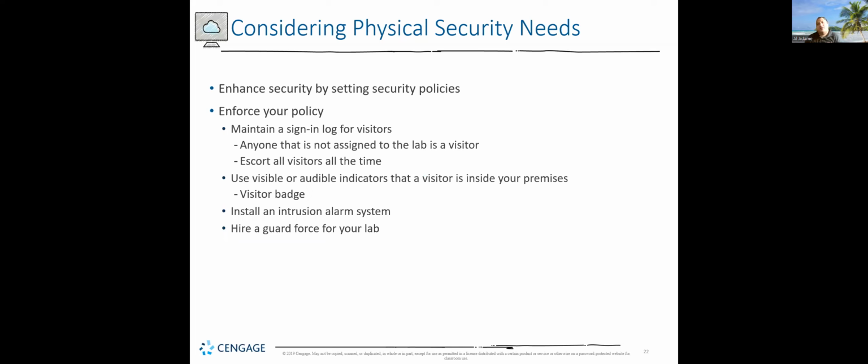Enhance security by setting security policies. Enforce your policies. Maintain a sign-in log for visitors. Yeah, you will have people knocking at your door. Hey, you got this ready? Come on in. Wait for me here. That's what you have the sign-in for.